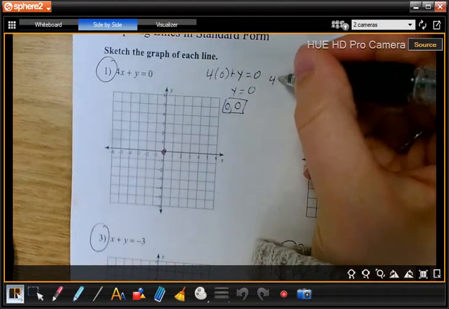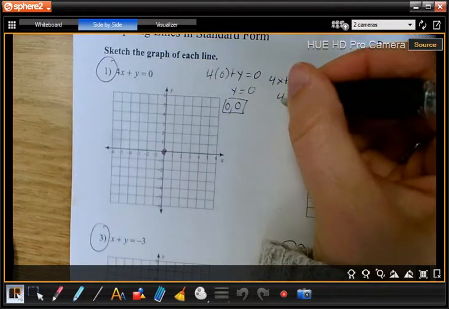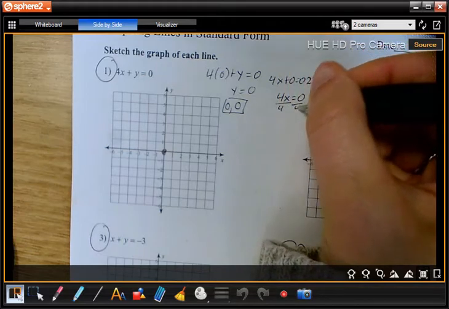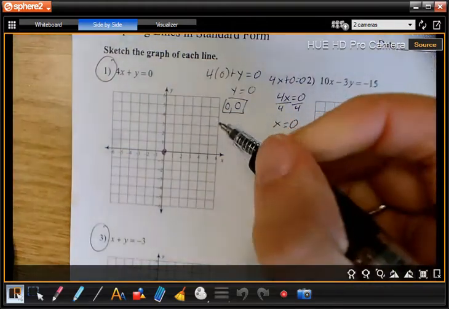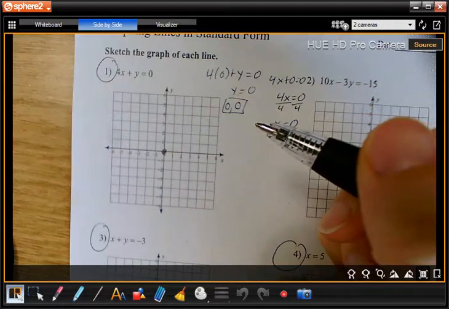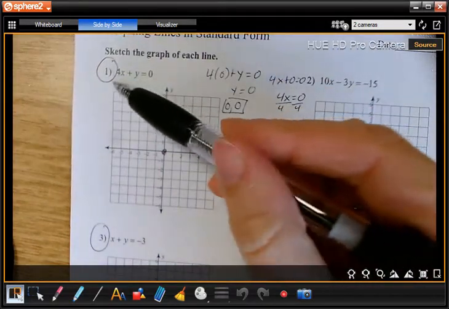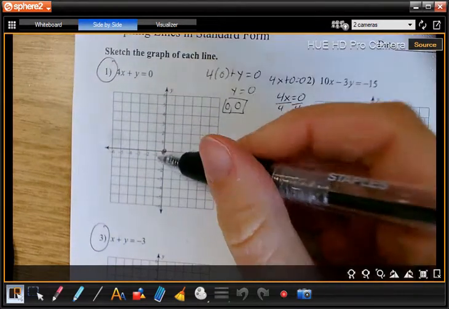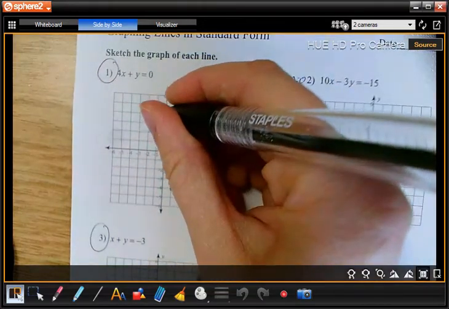Now I'm going to do the same thing, but I'm going to plug in my 0 for y. So I get 4x plus 0 equals 0. So 4x equals 0. So divide both sides by 4. Interesting. x equals 0. So that's the x and the y intercept in this case. This is going to be very hard to graph in standard form without figuring out what the slope is. In this case, it will be -4 and 1, or 4, -1.